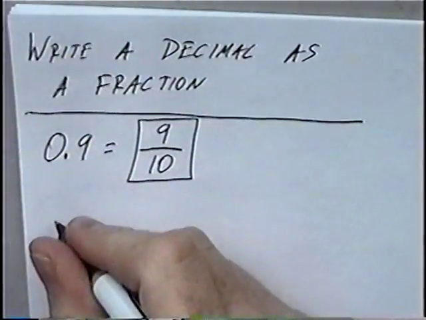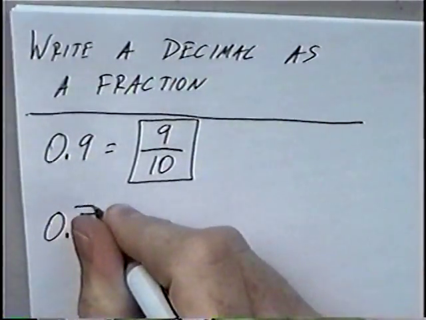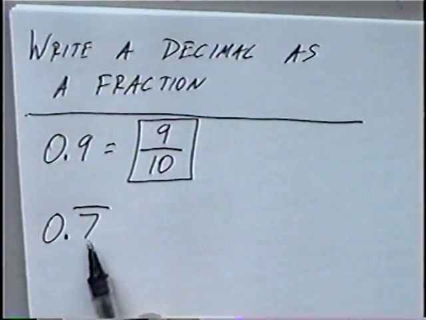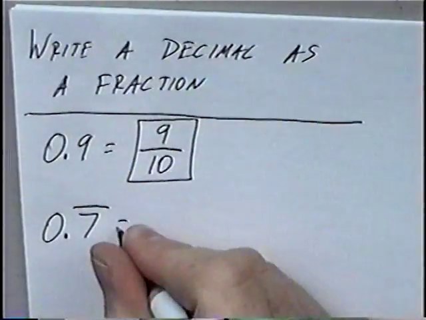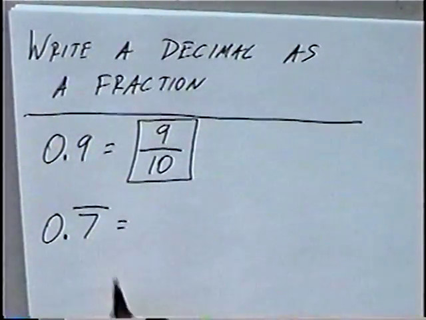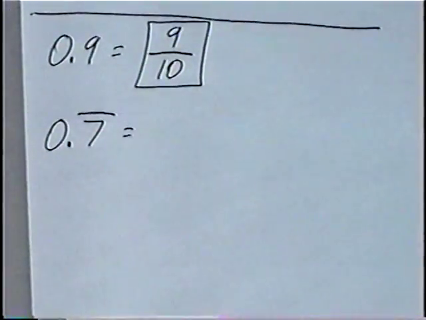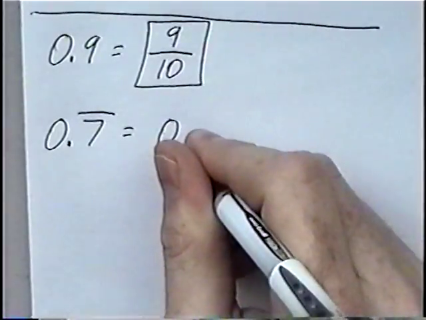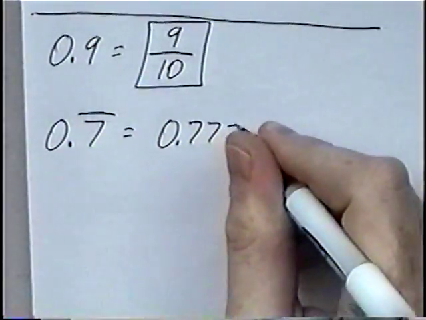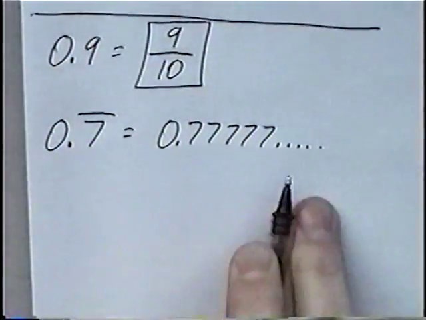Second question and second decimal, 0.7 with a line above the 7. A line above a decimal means this decimal repeats. So we'll change the decimal 0.7, which means these 7s will continue on. We'll change that to a fraction. Rewriting this, 0.7 with the line on top would be 0.7777, and I'll put ... as these 7s continue on forever.